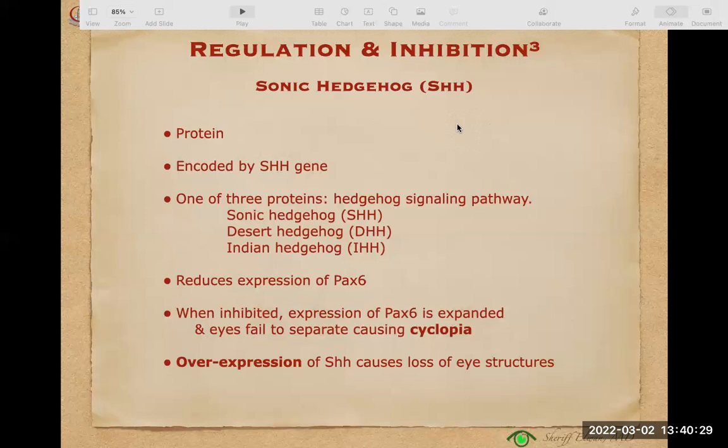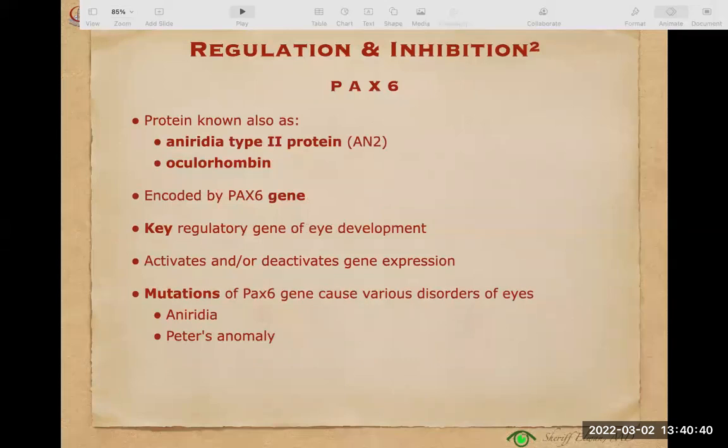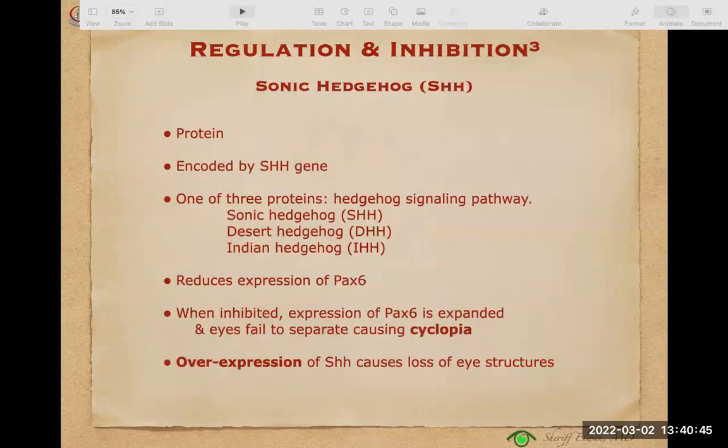This protein expressed by this gene reduces the expression of the PAX6 that we described before. You remember? This is the PAX6, responsible for regulation of the development of the anterior segment, and the sonic hedgehog reduces its expression. So if it's inhibited, the expression of PAX6 is expanded, and the eyes fail to separate, causing cyclopia. You know the cyclops? The cyclops is an animal with a single eye in the middle of its head.